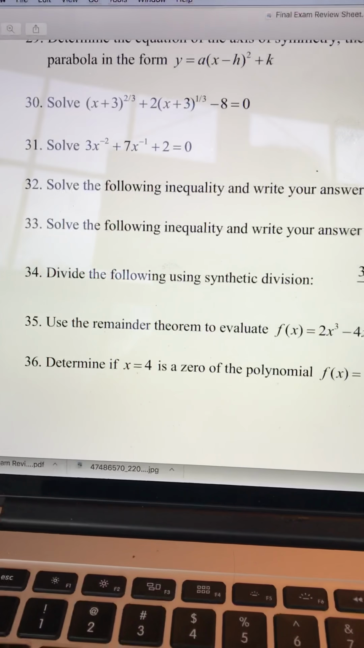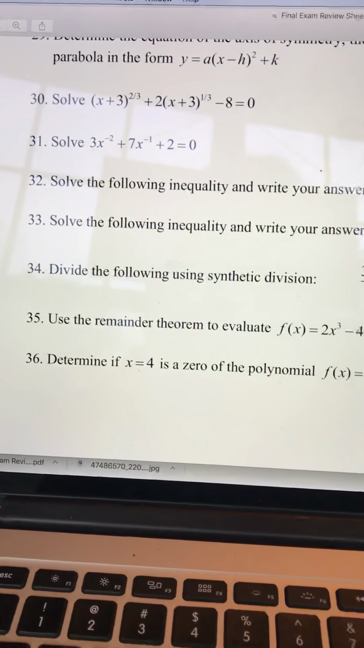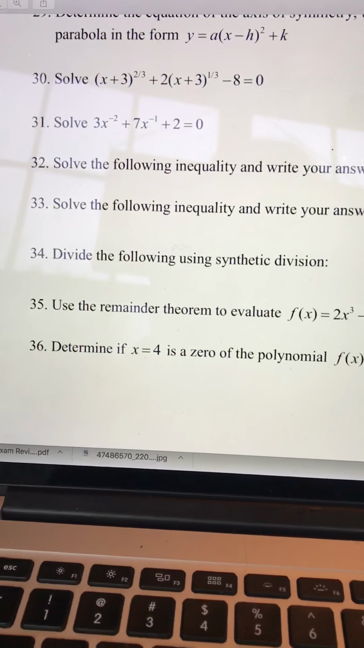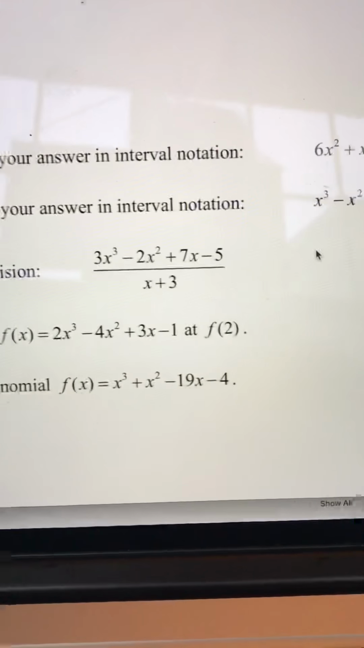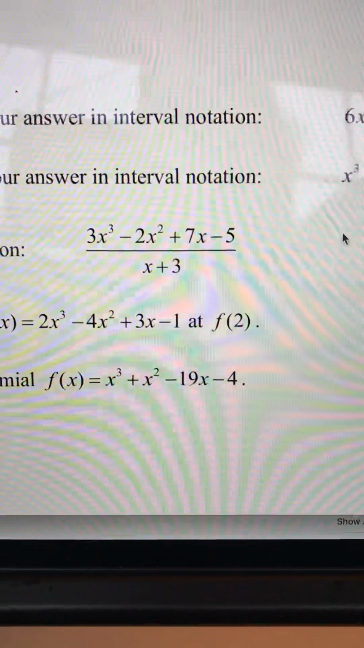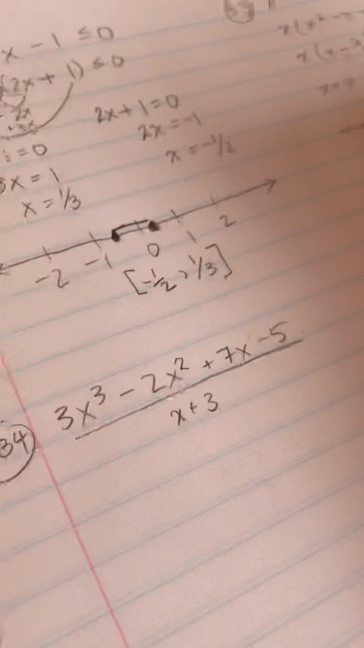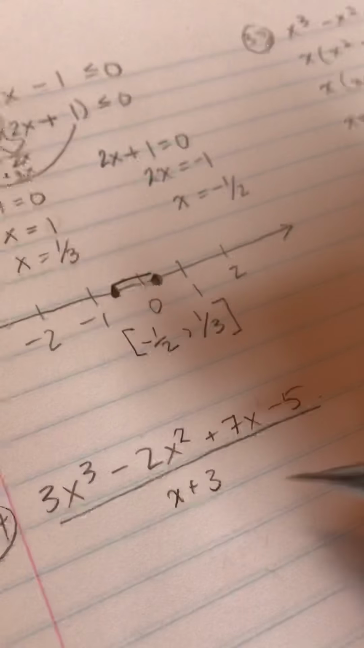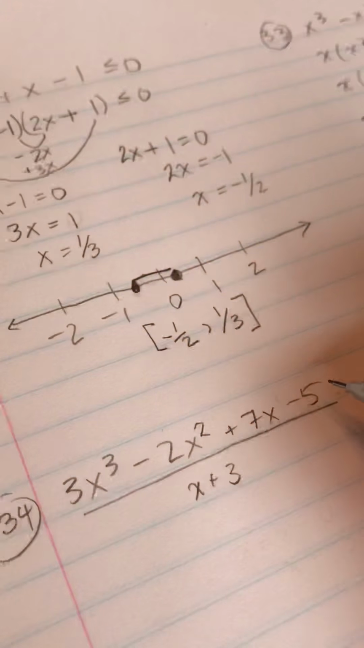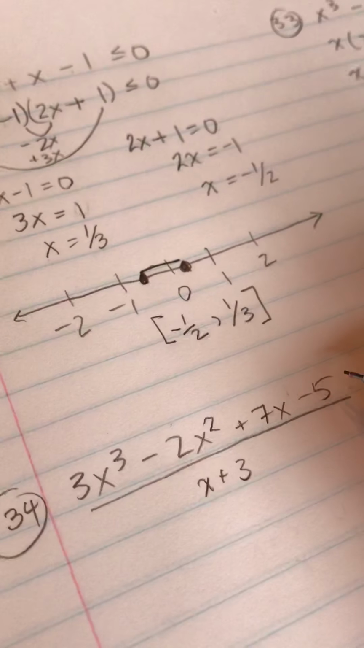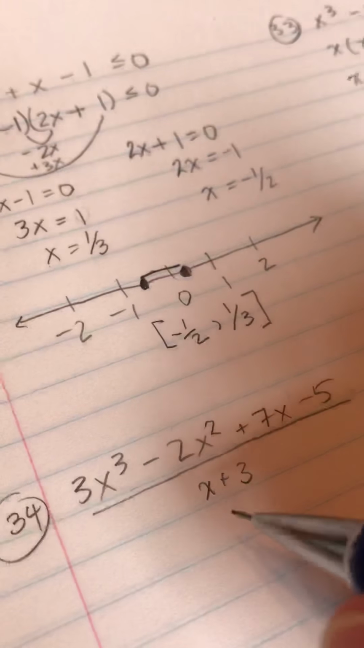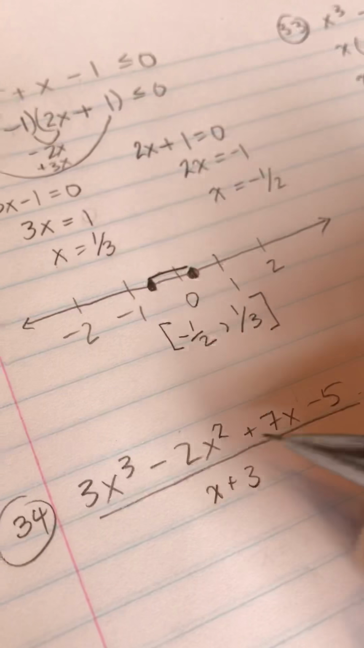All right, this is the final exam review for Math 110, picking up with number 34. Divide the following using synthetic division. So we've got 3x cubed minus 2x squared plus 7x minus 5 all over x plus 3. I've written this down here, and synthetic division is where you can just pay attention to the coefficients of the polynomial that you're dividing, and the opposite of what's with the x.